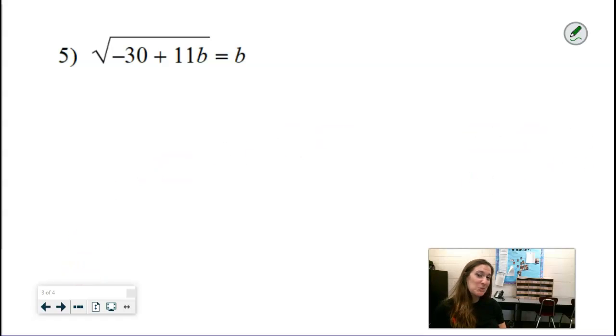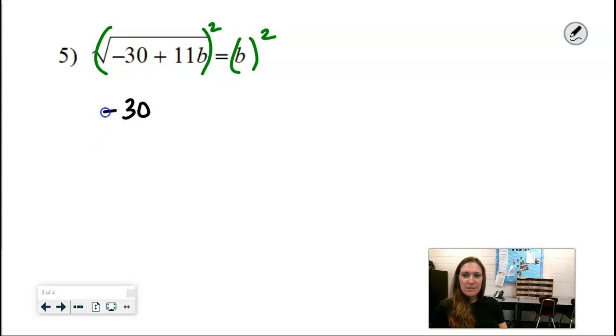Okay, this next one looks really innocuous, but it's a little more challenging than people give it credit for. So we know we're going to square both sides to knock out the square root on the left side. So we have negative 30 plus 11b. And then if you square the b, now you have a b squared. Oh my goodness. Ladies and gentlemen, you have a quadratic.